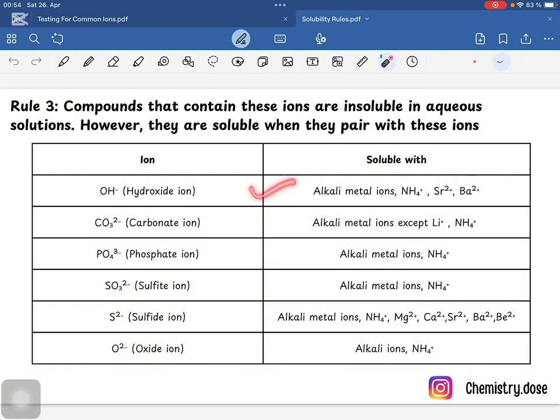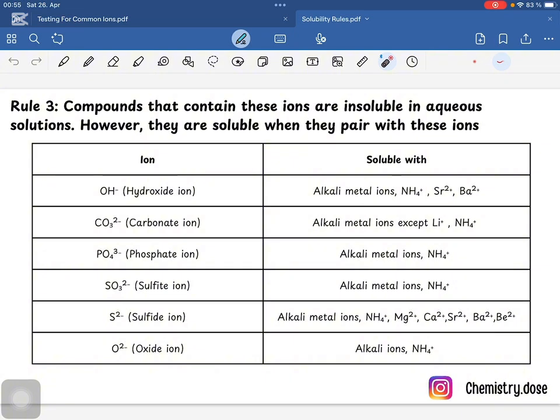The CO3 2 minus is soluble also with all the alkali metal ions except for Li plus. So I just want to mention that Li2CO3 has a low solubility, but with the other ions, let's say Na2CO3, sodium carbonate, or potassium and so on, then it's going to be soluble. With NH4 plus, it is also soluble. So (NH4)2CO3, for example, is soluble.